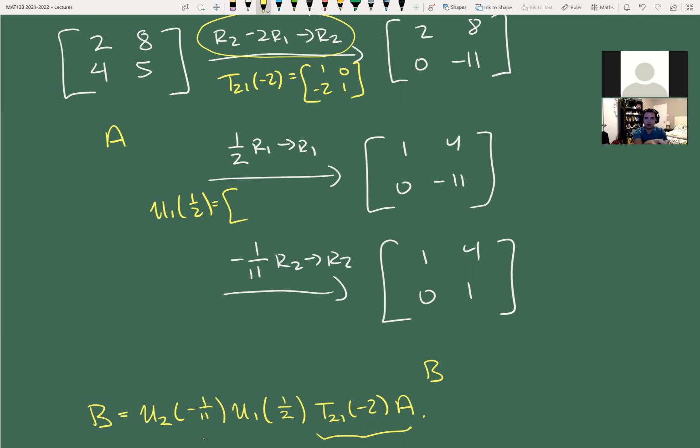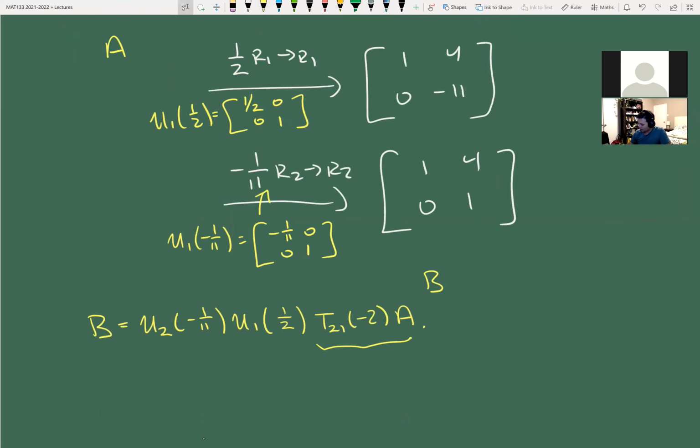So does anyone know what U1 of 1/2 would be in this case? Just out of curiosity. And you can tell me because this is the 2x2 case, so this doesn't matter. Brandon, yeah, exactly. Right, and you guys can check, if you multiply any matrix by this thing, 1/2, 0, 0, 1, you get back the same matrix except that the first row has been multiplied by 1/2, right? And this thing, you can imagine, looks the same sort of way: -1/11, 0, 0, 1.